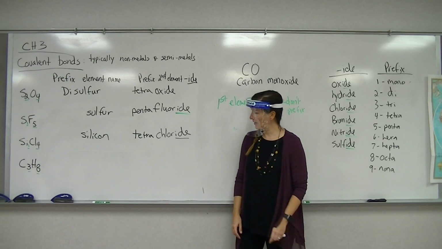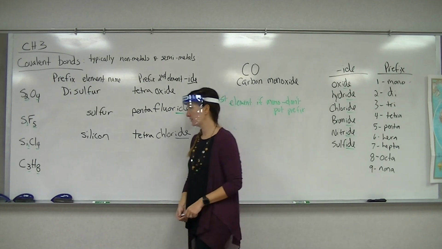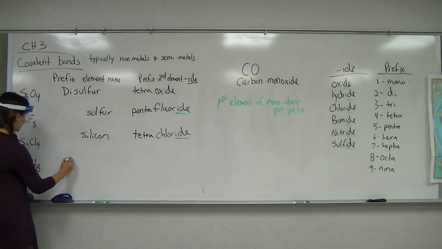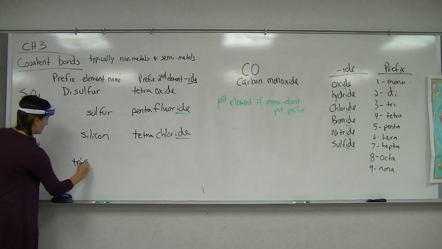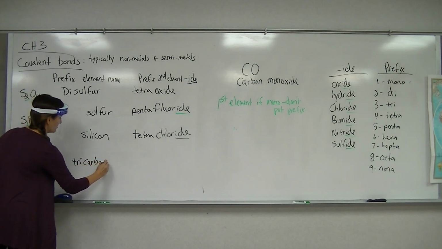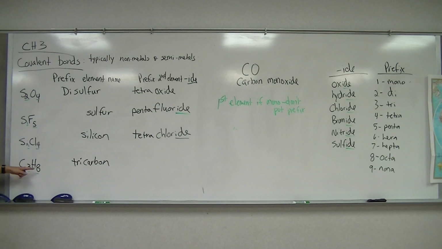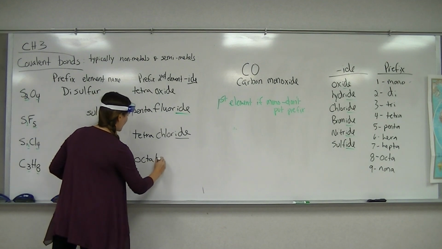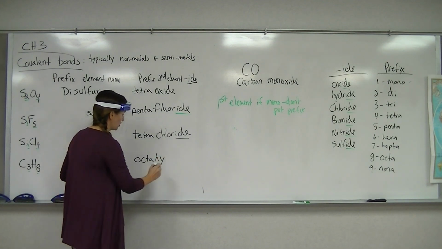All right, let's try C3H8. So in this case, carbon, how many? 3. Are we going to do a prefix? Yes. The only time you don't is if there's just one of them. So 3 is what prefix? Tri. And then carbon stays the same, just how it is on the periodic table. We need a prefix for our second element. 8 is octa. And then hydrogen, since it's the second one, we want to change it to hydride.